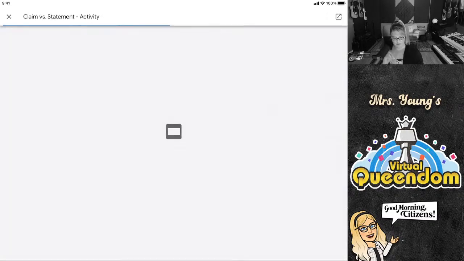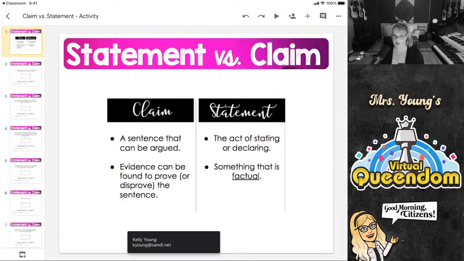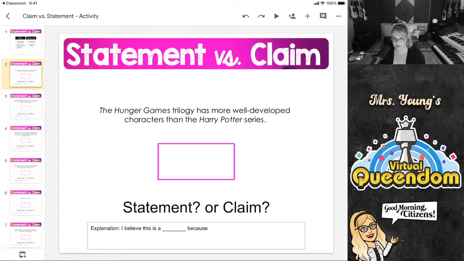Okay, so your activity looks like this, and you're just identifying the statement or the claim by moving the pink box. So looking here, the Hunger Games trilogy has more well-developed characters than the Harry Potter series. Claim or statement.